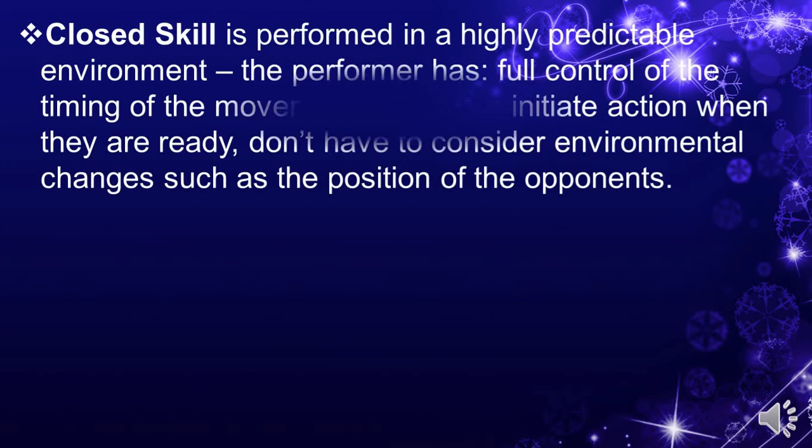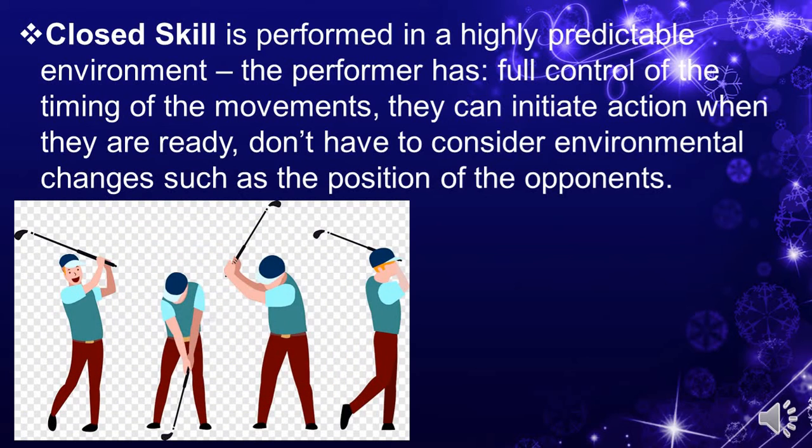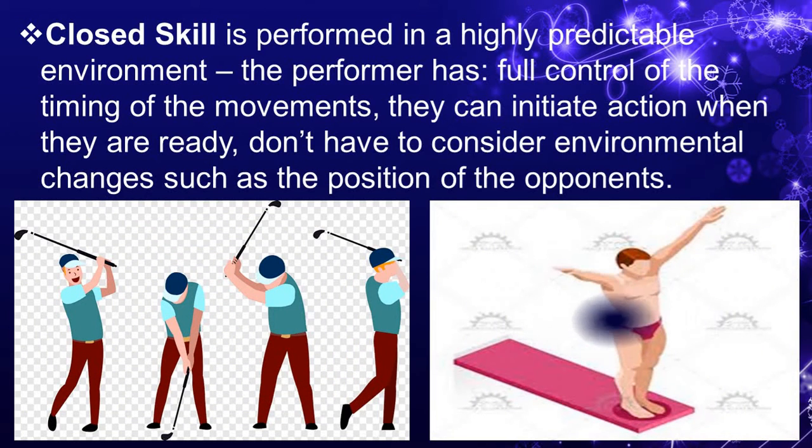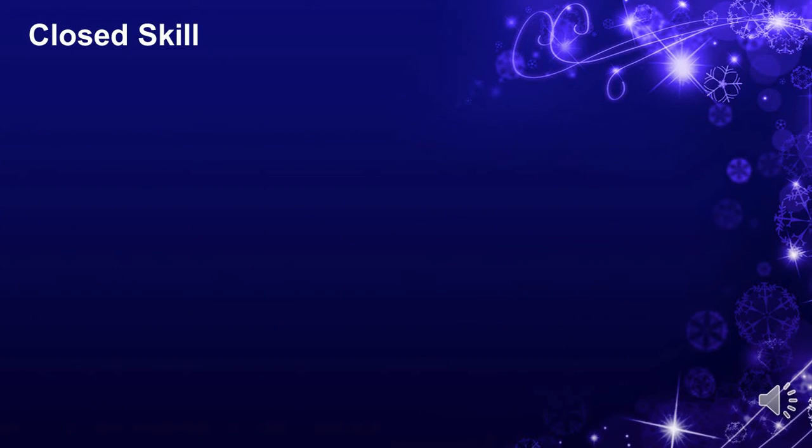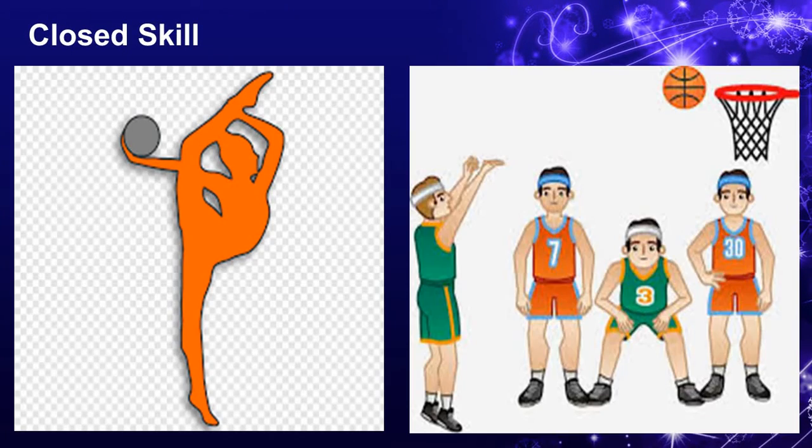Closed skill is performed in a highly predictable environment. The performer has full control of the timing of the movements. They can initiate action when they are ready. They don't have to consider environmental changes such as the position of the opponents. Examples are golf and diving. Other examples of closed skills are gymnastics and free throw.